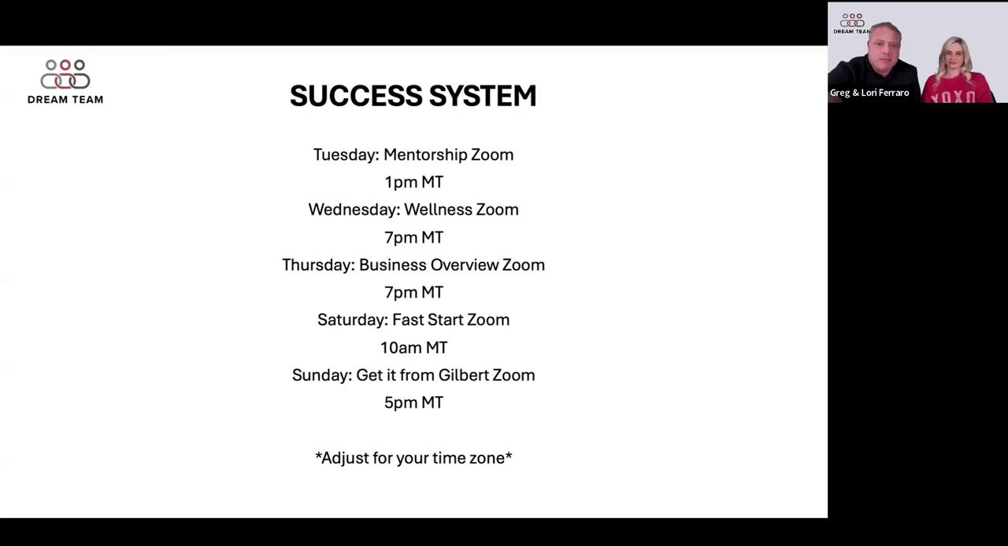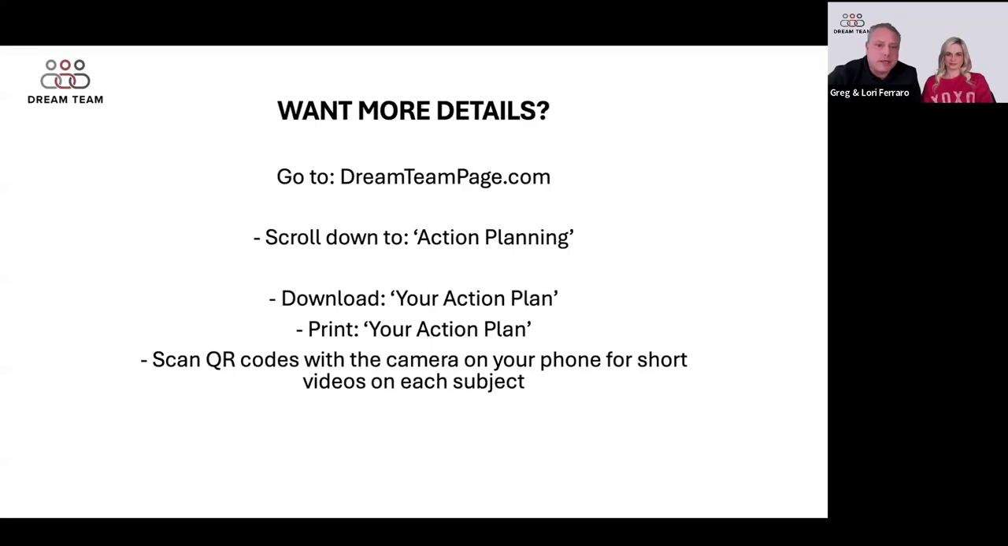It's a simple system, guys. We plug into the system, the system works for us. So if you want more details, again, go to dreamteampage.com, scroll down to the action plan, download your action plan. I would print it off too, so you have it in front of you. There are little scan codes on each section. Each scan code, you put your camera over the top, and it'll open up a little link that you can click on, and it'll play about a 2.5-minute video on each section explaining more detail, okay? This is a great way, if you didn't get all your questions answered, you can go right there, and it'll show specifically what we're talking about on this training.